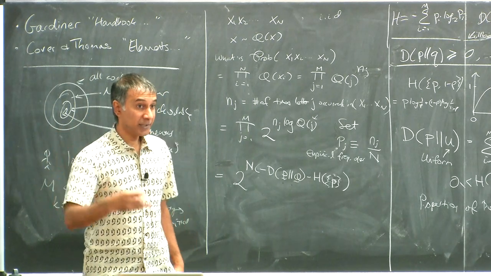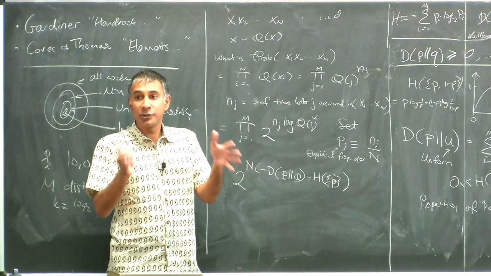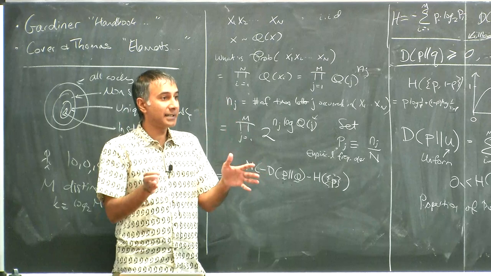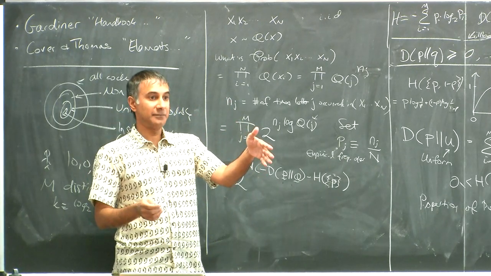And the answer is also uniform. It's the single most likely thing that should occur. If all the letters should be equally likely, the single most likely empirical distribution is when all the letters are equally likely.